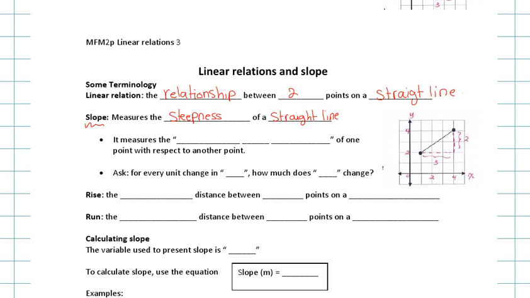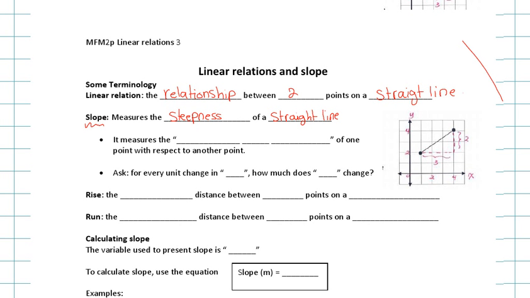S-L-O-P-E. And you would always start at the bottom and go up to the top, unless it's going down. If you're going down, then you can start at the top and go down.